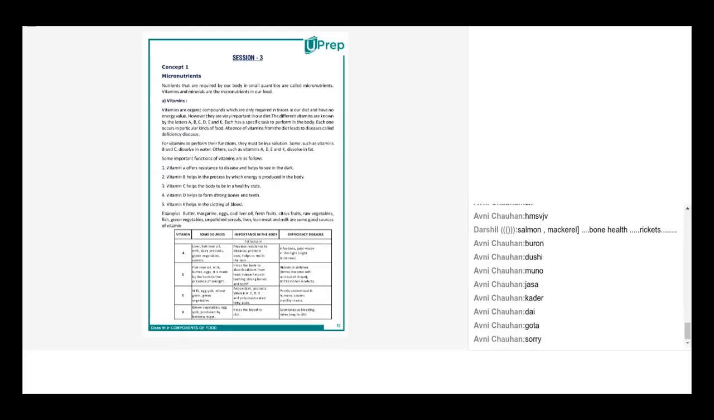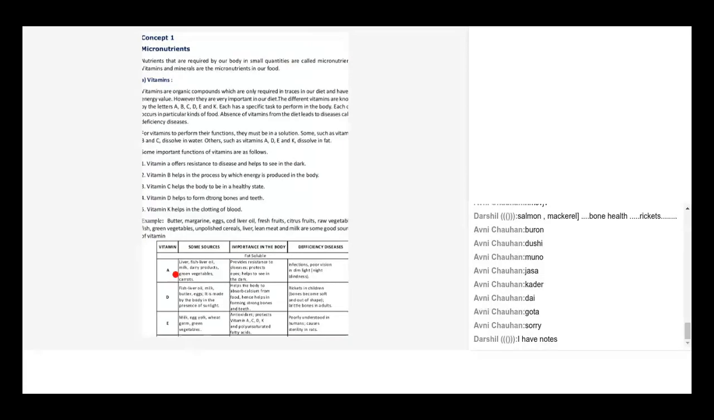Now, what we were discussing is vitamin A. Vitamin A, as we have discussed, is fat soluble. Matlab, vitamin A can be mixed with oil, not with water. It is fat soluble, right? And it is good for the eyes. Remember, vitamin A is good for the eyes.